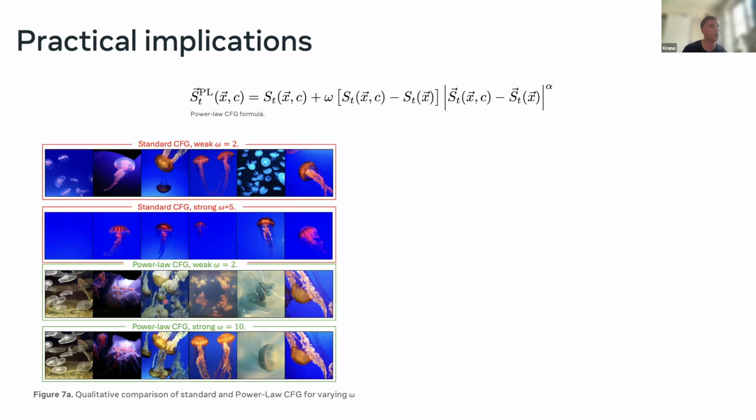What you can see in the power law of classifier-free guidance is that the diversity is much bigger and much stronger. You can also see that we are much less sensitive to changing omega. Here we changed omega from 2 to 5 and we saw a drastic mode collapse. And here we changed omega from 2 to 10 and you can see that there is some increase in fidelity and the images are crisper, but we've still preserved semantics and we are still far from collapsing to the mode.